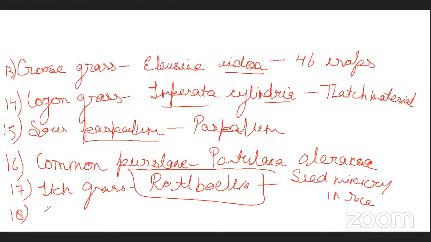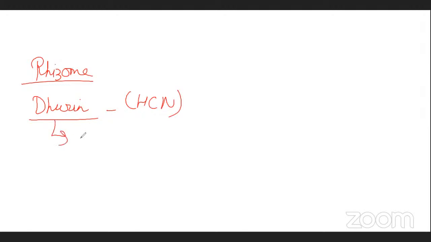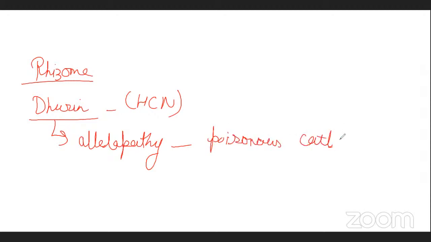Then at last we are having the 18th one, Johnson grass, and the scientific name is Sorghum halepense. Okay, and this Sorghum halepense is usually propagated through rhizomes. Okay, and this Sorghum halepense also produces one chemical, dhurrin, which is known as hydrocyanide. And this dhurrin, due to the effect of allelopathy, produces a poisonous effect on cattle which feed on this Sorghum halepense before its tillering phase.